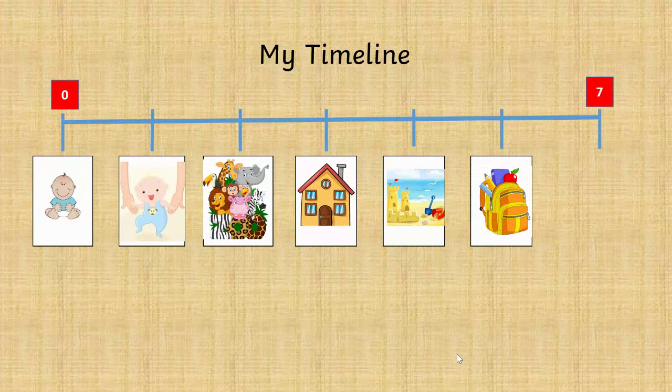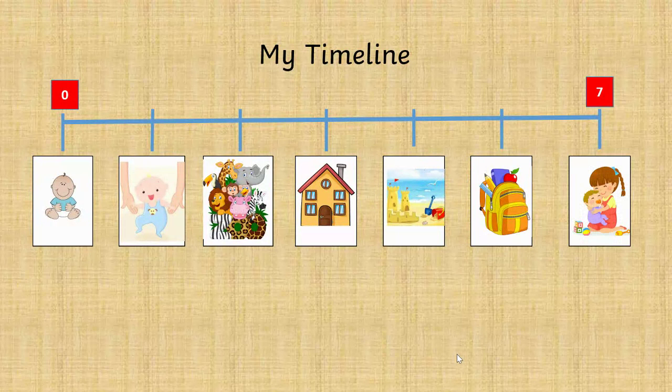I started school. There's a rucksack there with a snack and all the things that I need for school to show that I started school. And then right at the end of my timeline, I had a baby brother. A baby brother. So there's my timeline, and I've done my timeline with some pictures showing the events that happened in order.